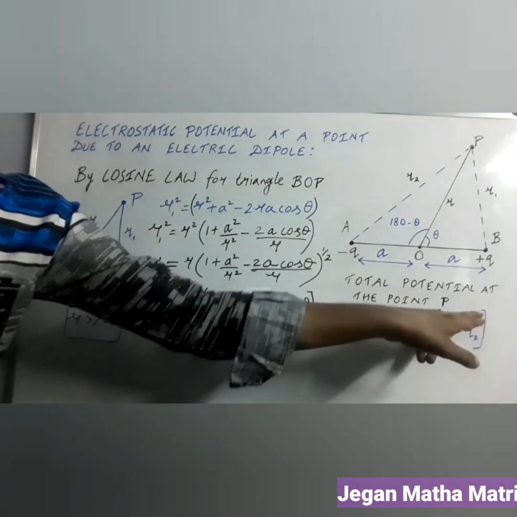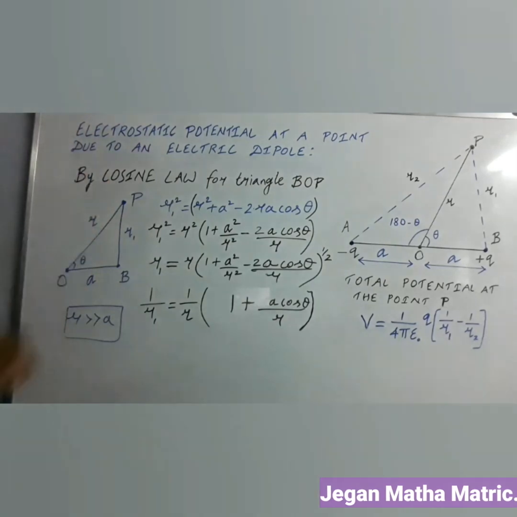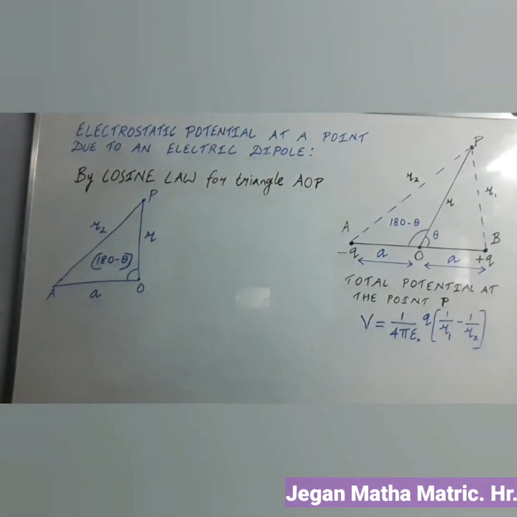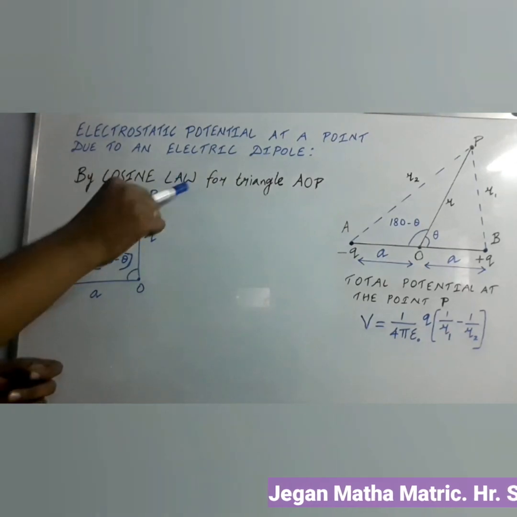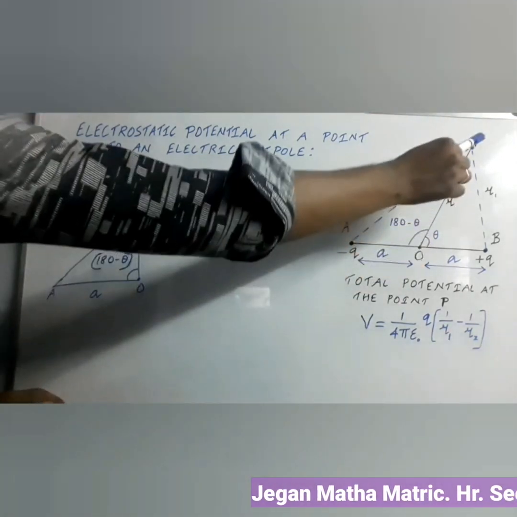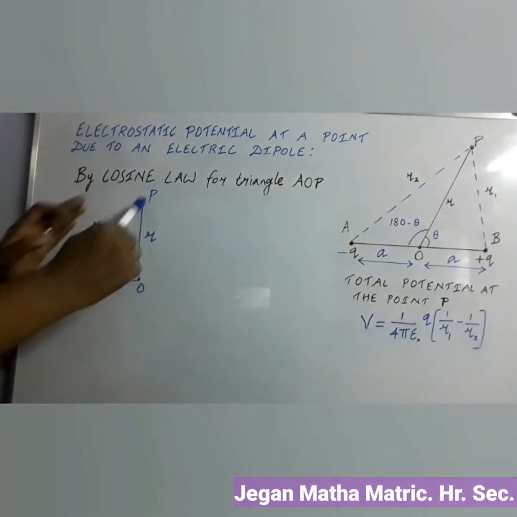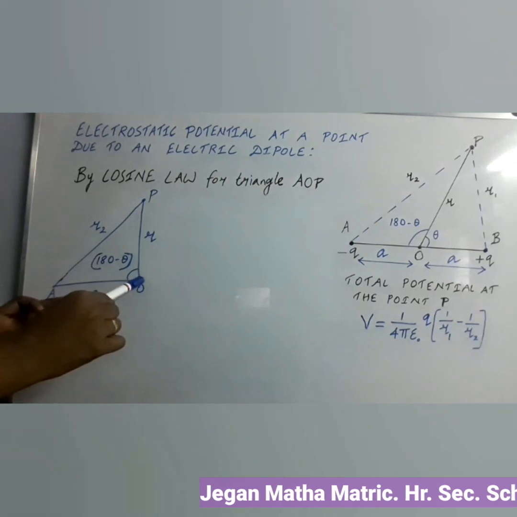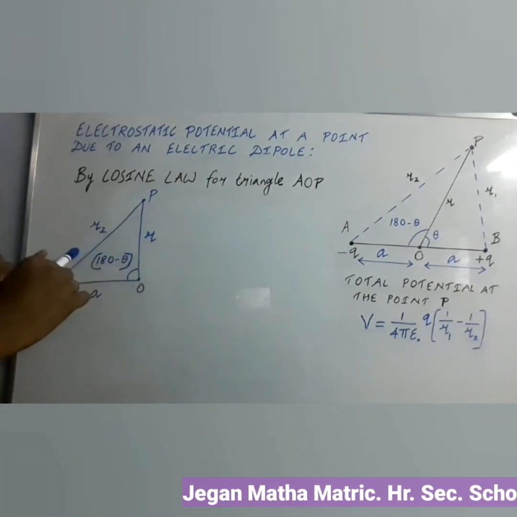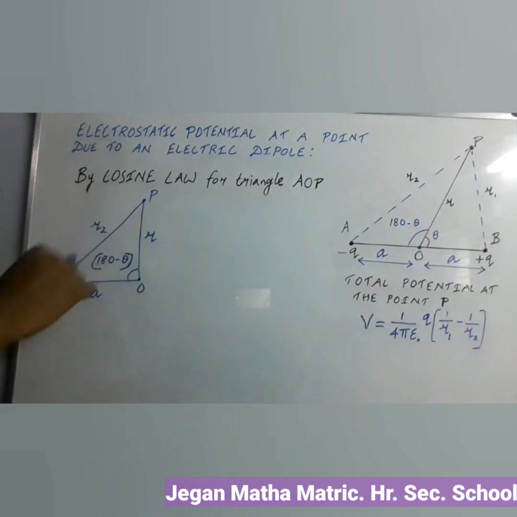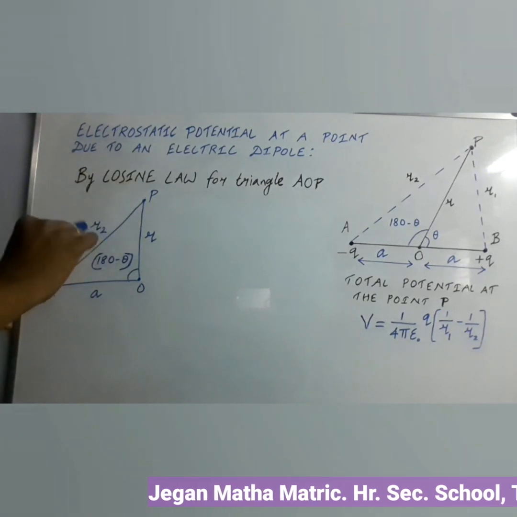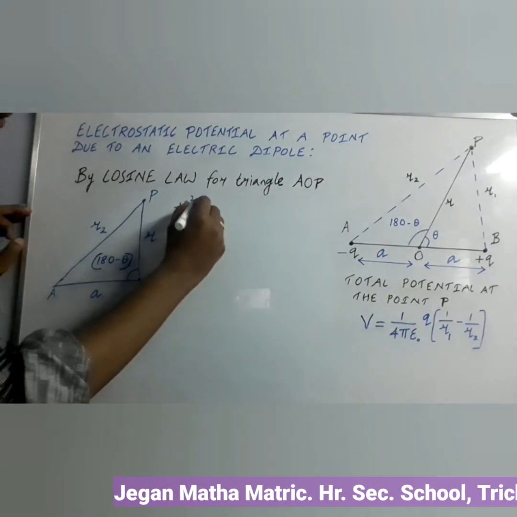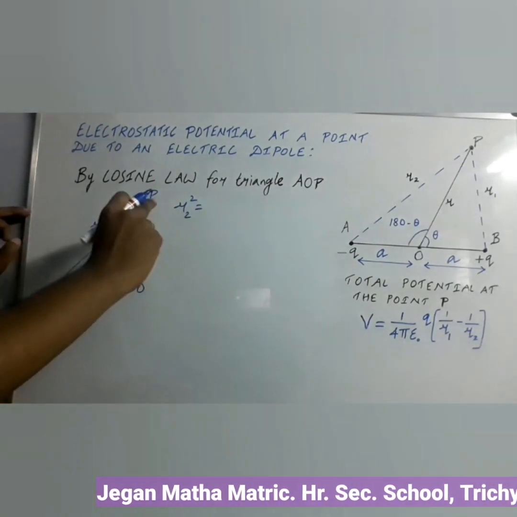And we have to find the value of 1 by r2 also, by using the same cosine law for the triangle AOP. Here I am going to use the cosine law for the triangle AOP to find the value of r2. We know the distance between O and A is a, and the distance between the midpoint and the point P is r, and we are going to find the distance between A and P, that is the negative charge and the point P, that is nothing but r2. I told already, r2 square is equal to the sum of the squares of the other two sides.